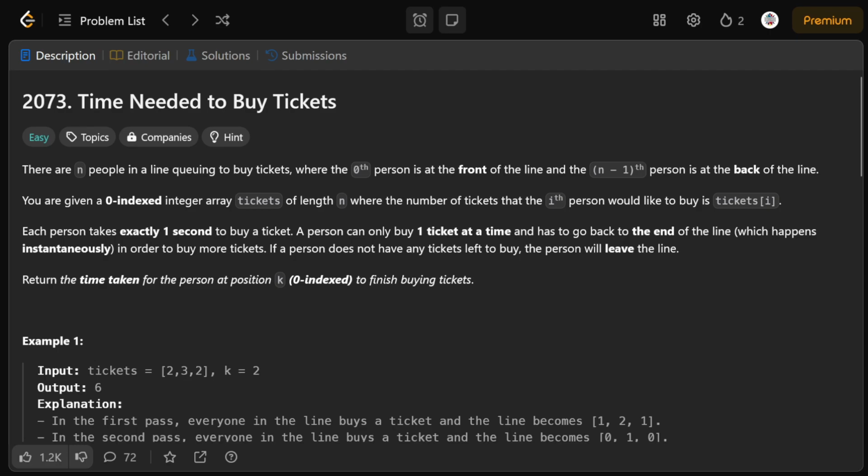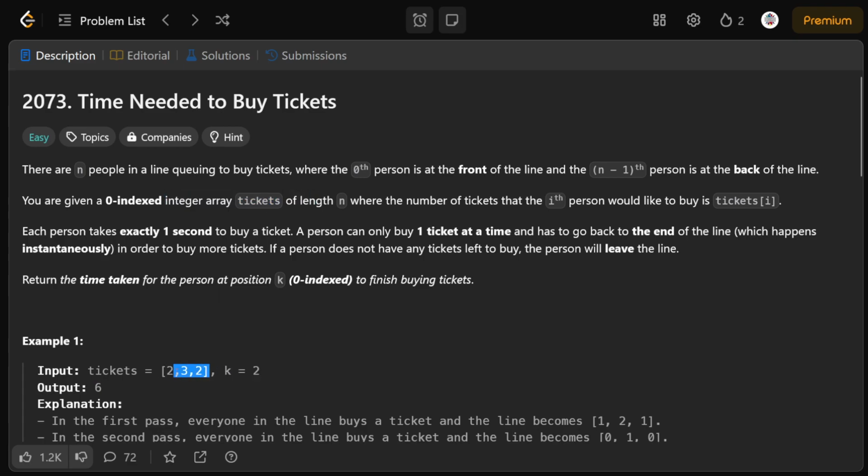Hey everyone, today we're going to be doing a LeetCode question, which is to find the time needed to buy tickets. We are given n people standing in a queue or a line, where the 0th person in the queue represents the front of the queue. Similarly, the 0-indexed integer array tickets represents the people standing in it.